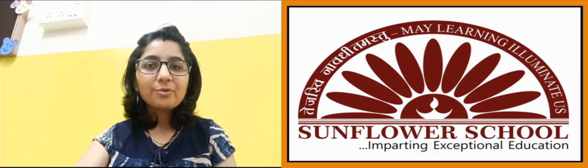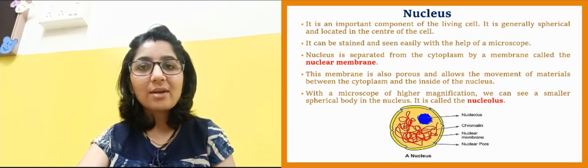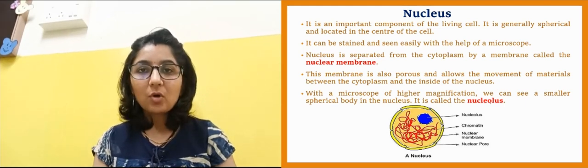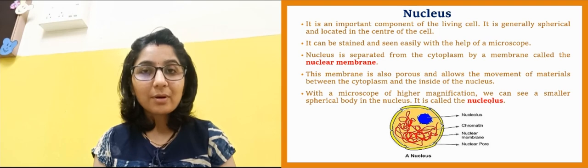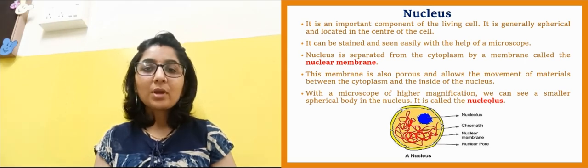So let us continue with our very interesting lesson, that is cell, the structure and functions of it. So we had learned about the cell membrane or plasma membrane and cytoplasm. And what is the third important component of the cell, or the basic component of the cell? Yes, that is the nucleus. So let us learn about nucleus.